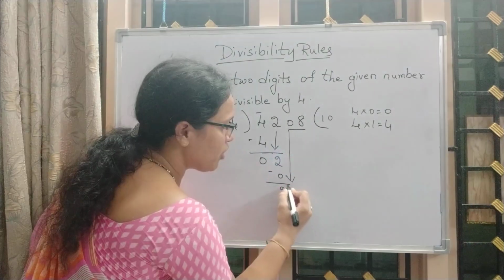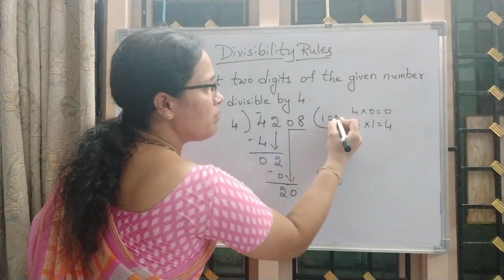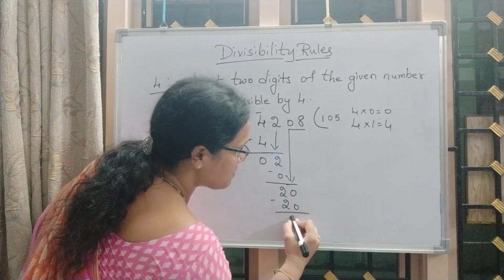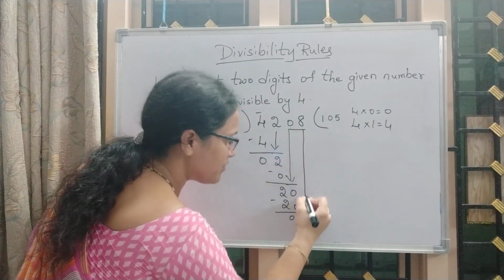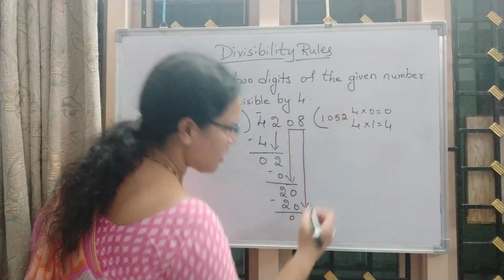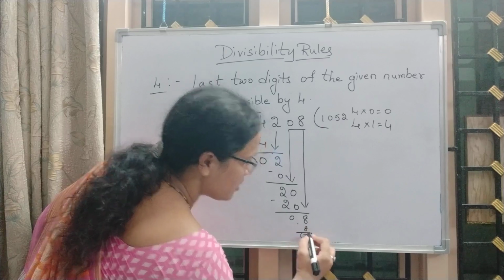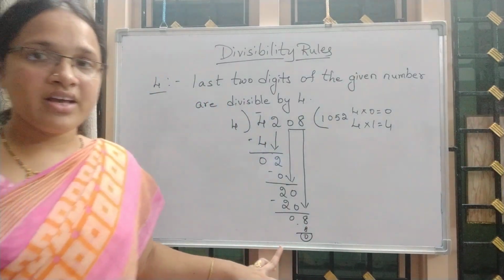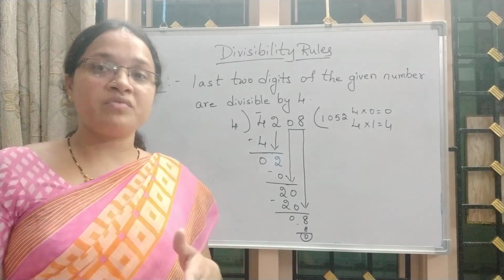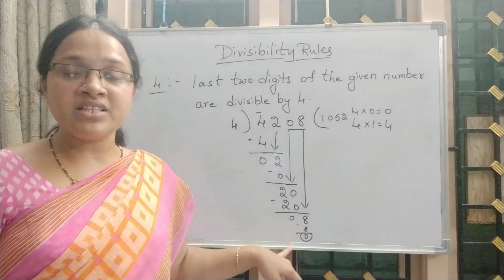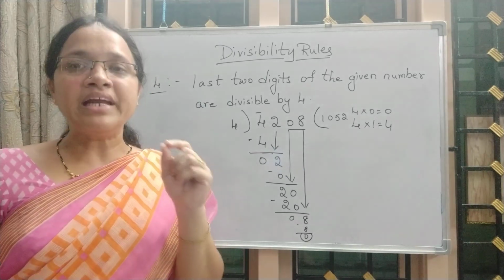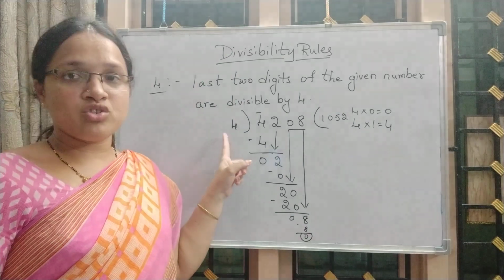Now what number have you dropped? 20. How many times will it go? 5 times. So 20, and this becomes 0, and another number is left which has to be dropped, that is 8. 4 twos are 8. So what is your remainder here, children? Yes, 0. Remainder 0 means this given number is exactly and completely divisible by 4. So did you understand?